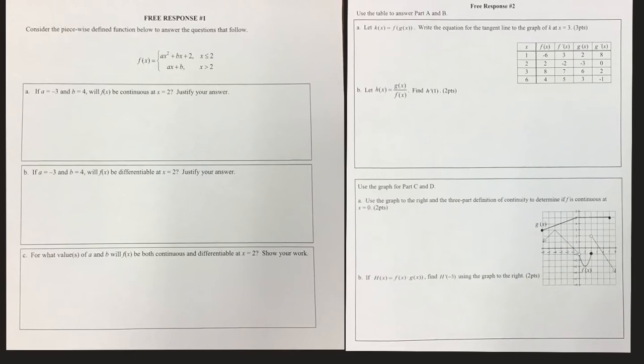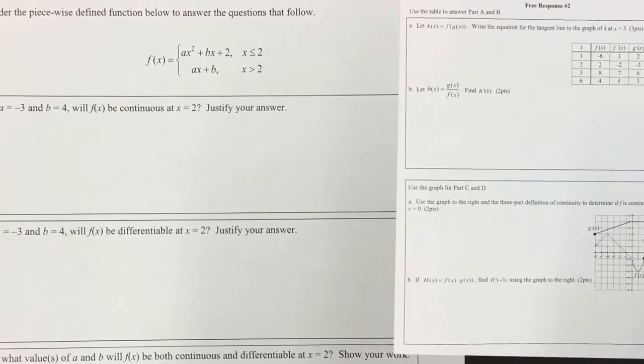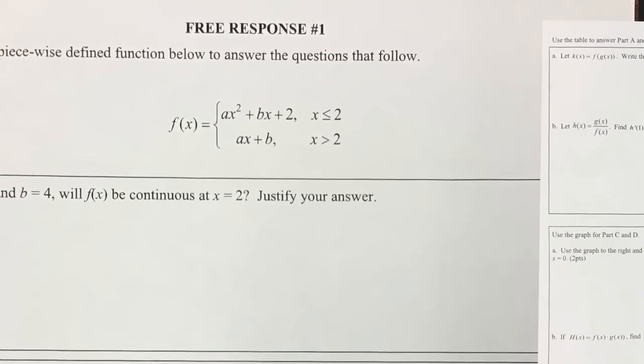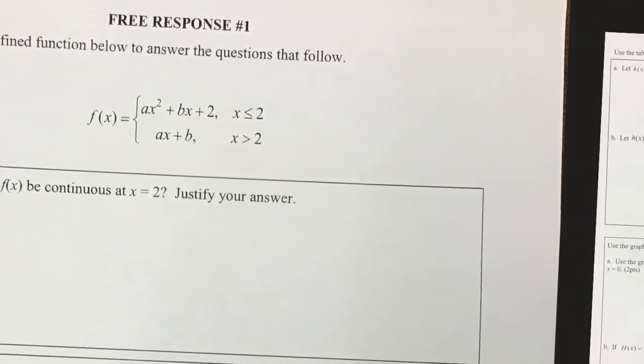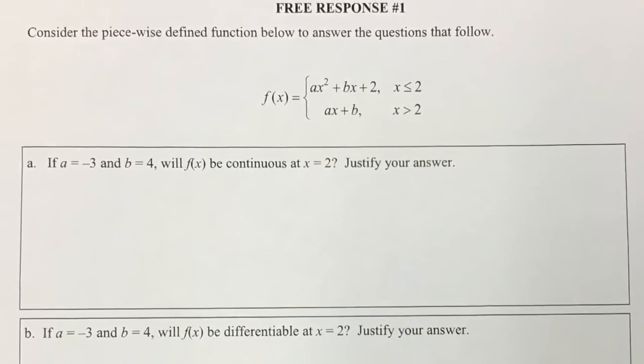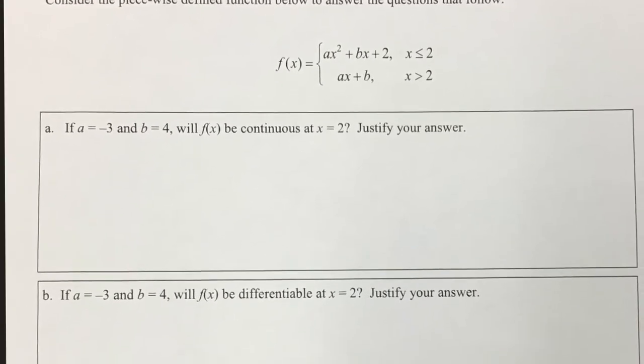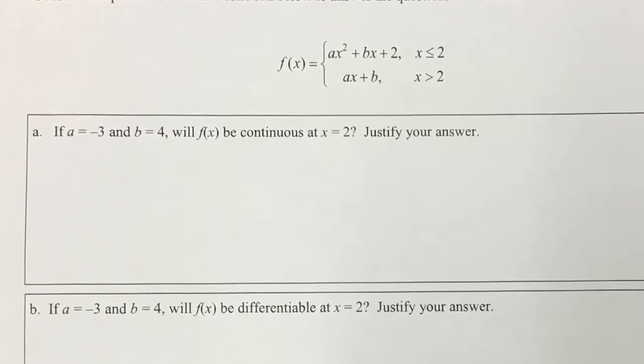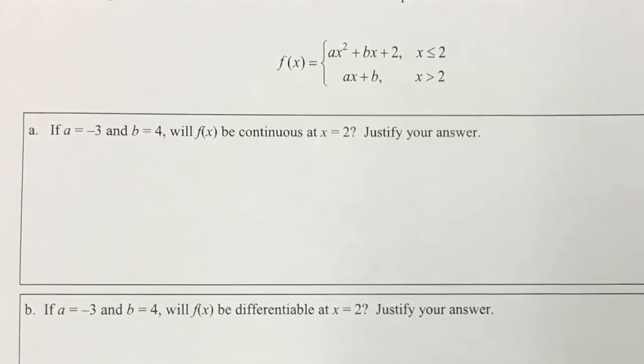Okay, y'all. This is the review for the FRQ portion of your Unit 3 test. Let's see what we have going on right here. A piecewise function: we have a quadratic if x is less than positive 2 and a linear if x is greater. So the question says, if we have these two values, is it continuous?